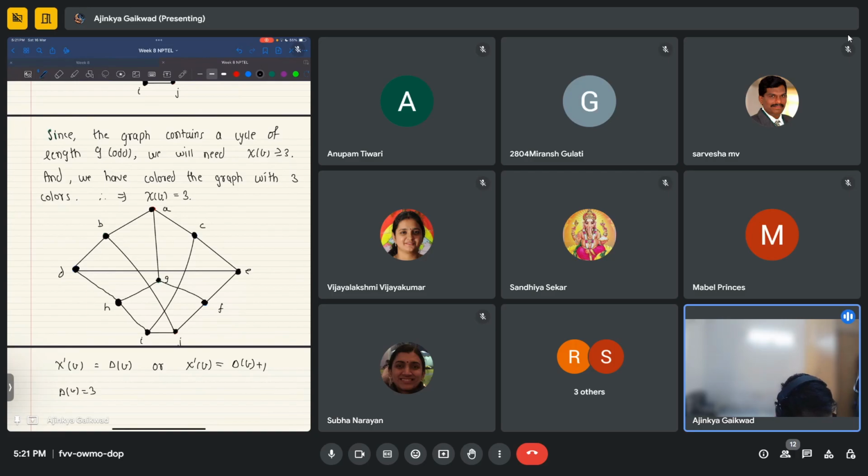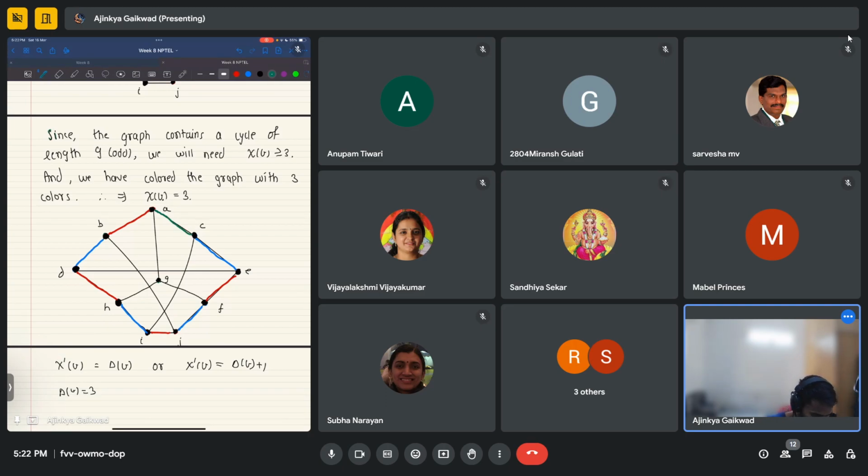Okay. So let's start by coloring the edges. Let's start with the outer cycle. Clearly we need 3 colors again, right? Because like I said, if there's an odd cycle, you will need 3 colors for edge coloring as well. So red, blue, red, blue, red, blue, and then eventually you have green.